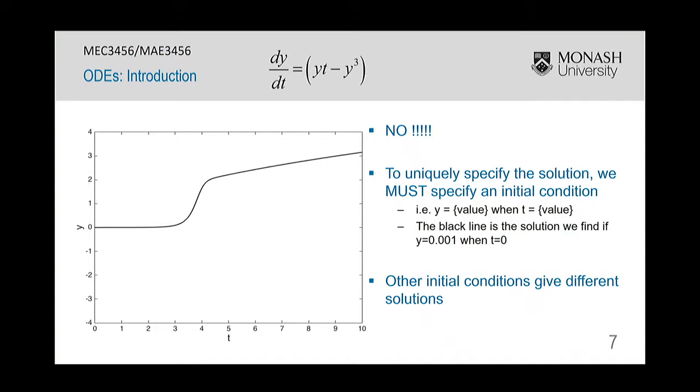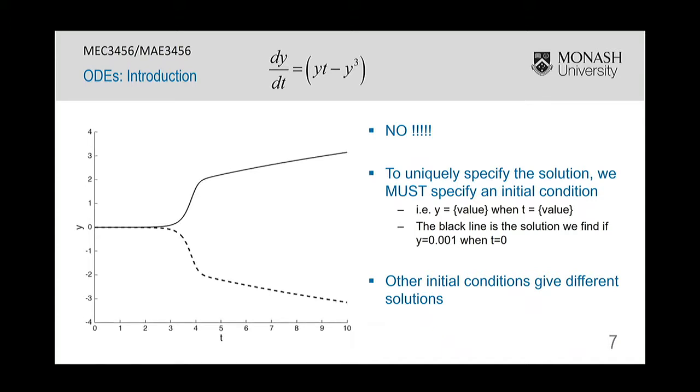If we choose other initial conditions, we will get different solutions. So, for example, if we choose y is equal to negative 0.001 at time equal to 0, we get the black dashed line. If we choose y is equal to 10 to the minus 4 when time is equal to 0, we get the blue line. y is equal to negative 10 to the minus 4, we get the blue dashed line. If we choose y is equal to 0.1 or negative 0.1, we get the pink or the magenta lines. And various other solutions: y is equal to 1, y is equal to 10 when time is equal to 0. So we get a whole range of different solutions depending on our initial condition.